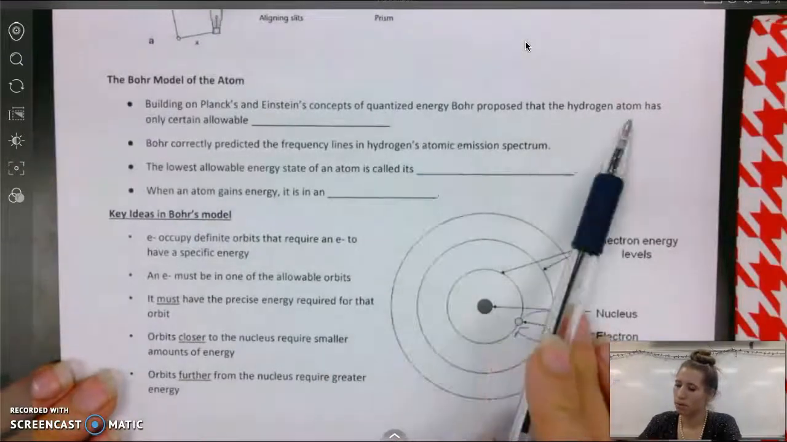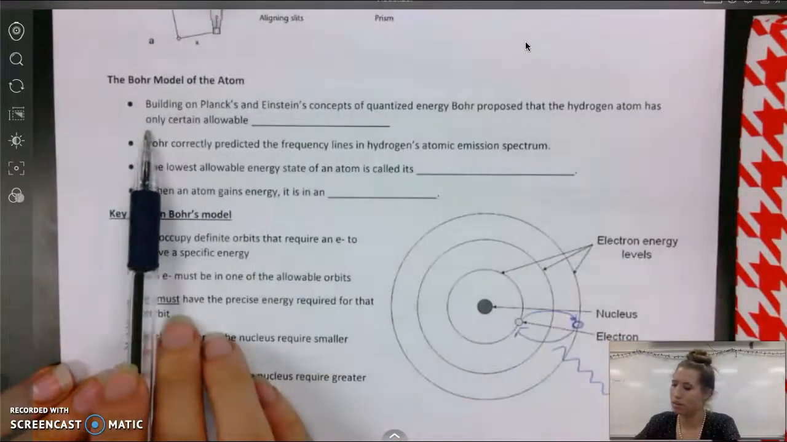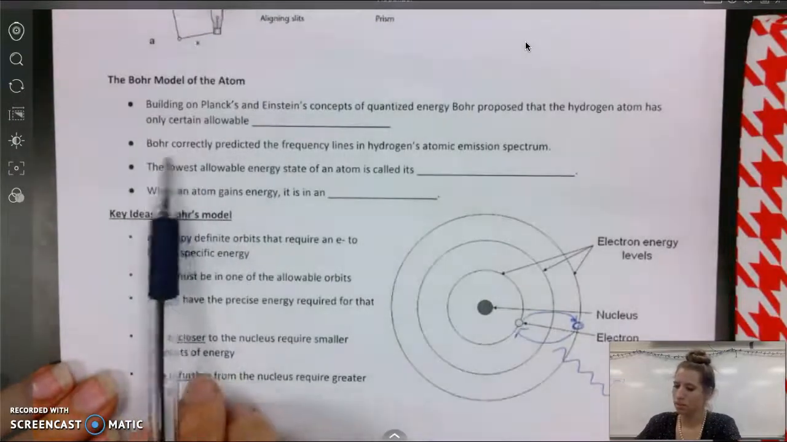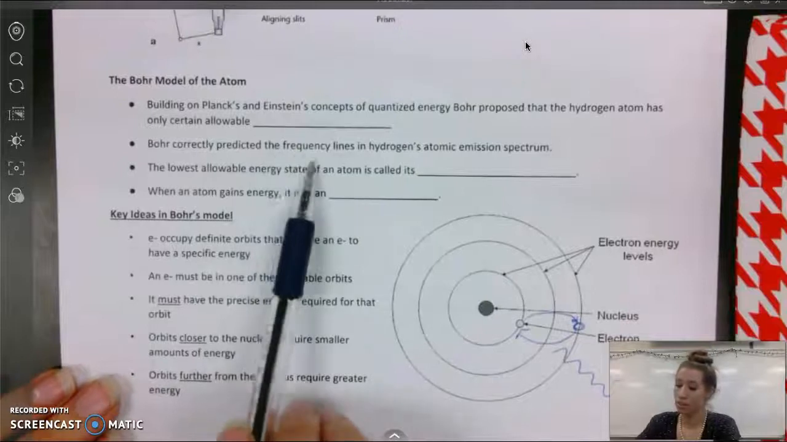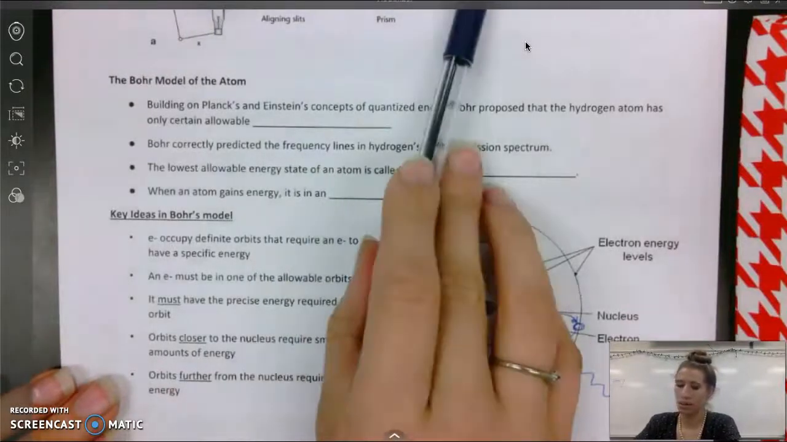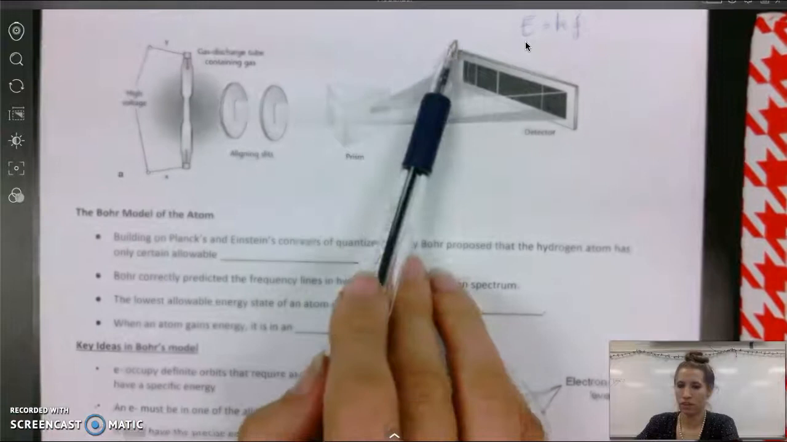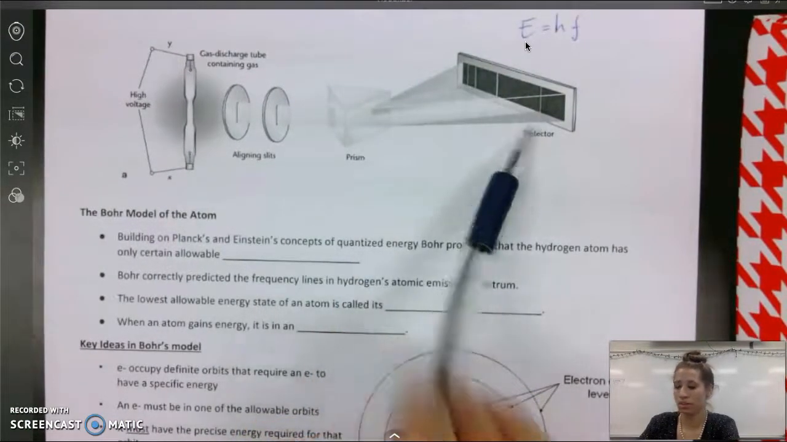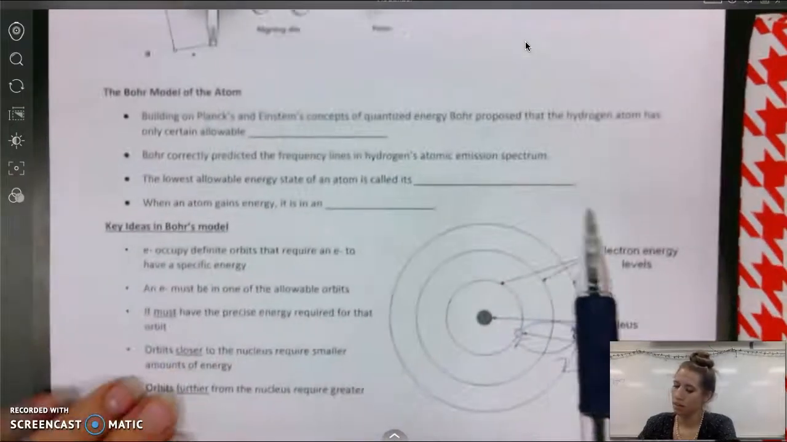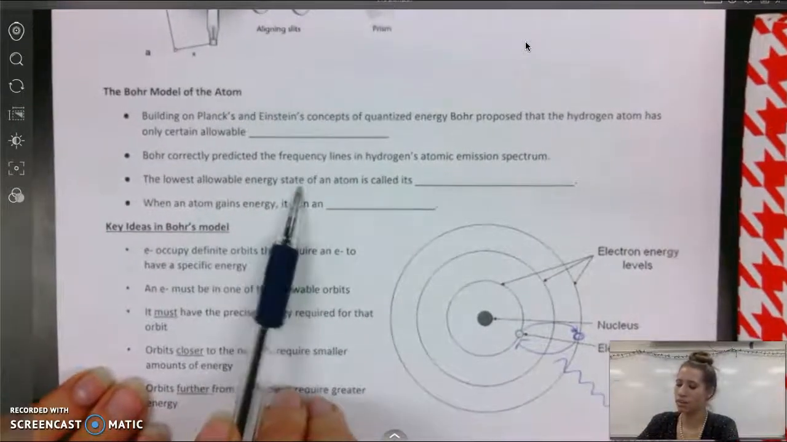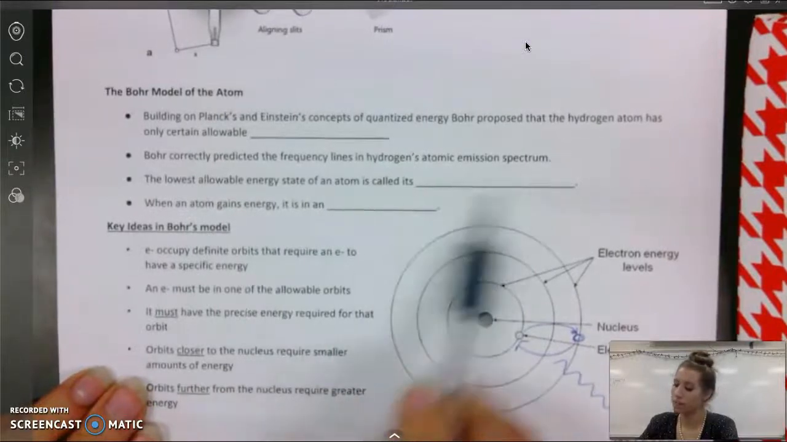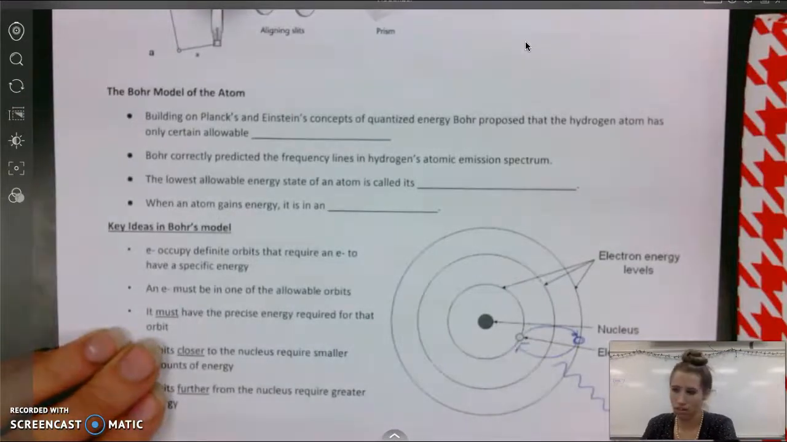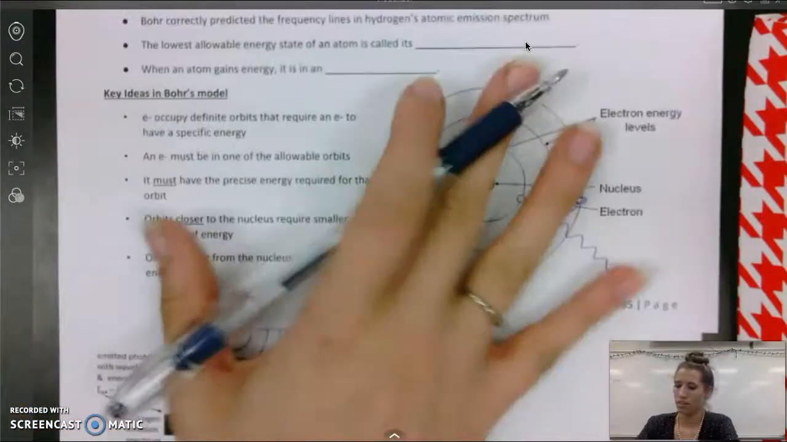So Bohr proposed that hydrogen atoms have only certain allowable energy levels. He correctly predicted the frequency lines of the atomic emission spectra. He was able to mathematically predict what these colors would be. And the lowest allowable energy state of an atom is called the ground state. When the atom gains energy, it'll go to excited states. Okay. All right.